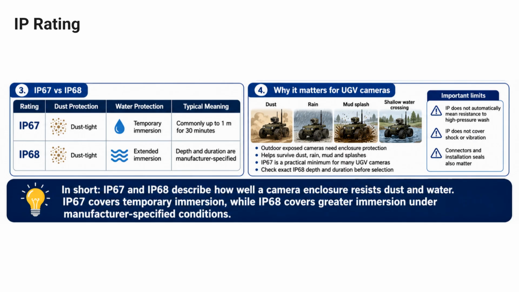The image on the right explains why this matters for vehicle cameras. These cameras may face dust, rain, mud splashes, and shallow water crossings during operation. For exposed vehicle cameras, IP67 is a practical minimum, while IP68 is preferred where greater water exposure is expected.